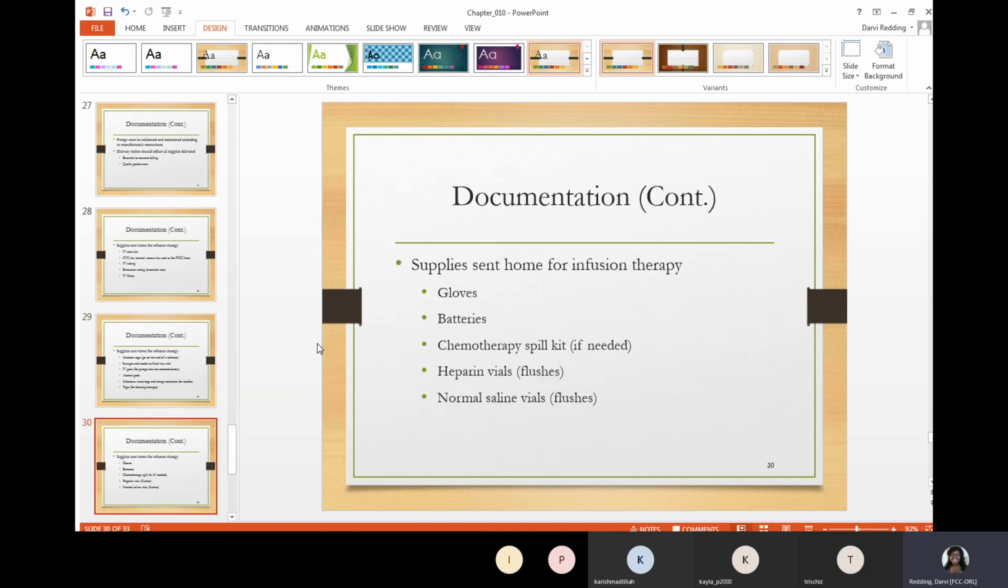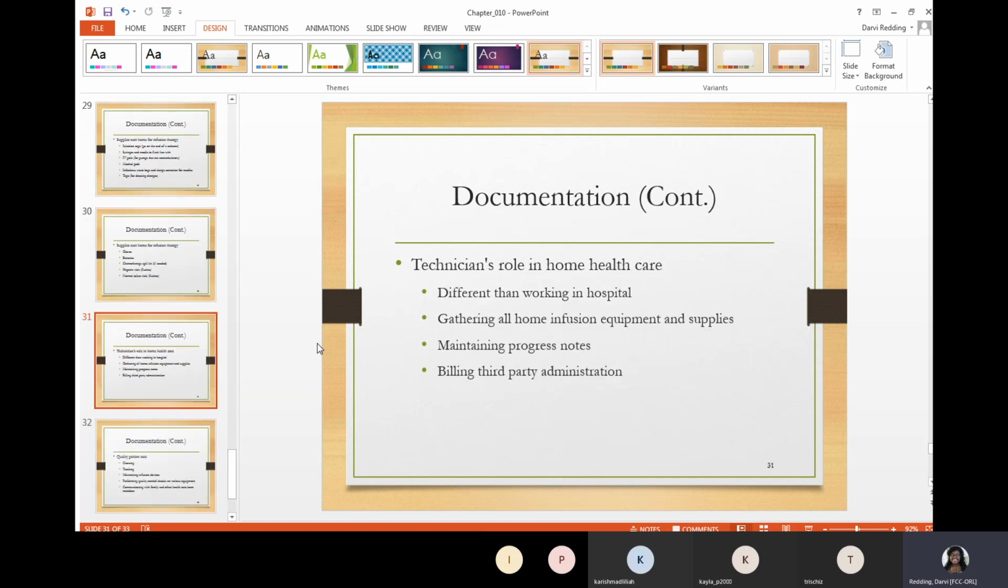Some other supplies that's going to be sent for home infusion therapy is going to include gloves, some batteries, the chemotherapy spill kit if it's needed, because in the event if some chemotherapy is spilled, there are proper procedures that should be taken into account when that is cleaned up. They would have some heparin vials for those flushes, and then they would also have some normal saline vials for those flushes, because what if the person has to do a SASH method? Those would be needed.